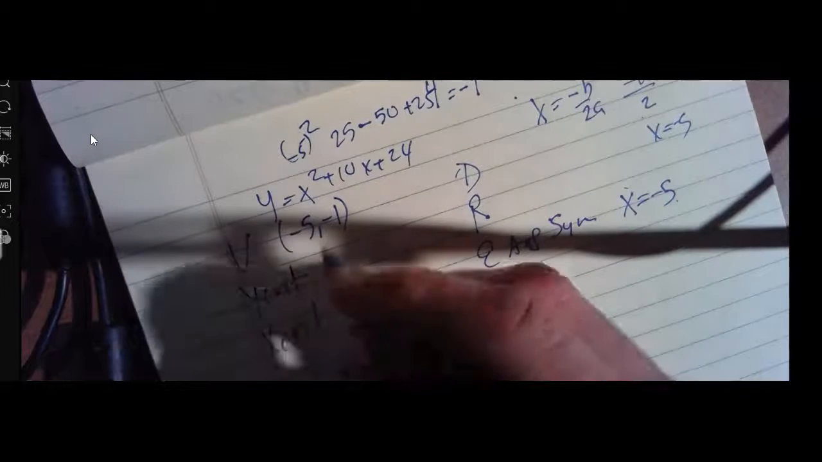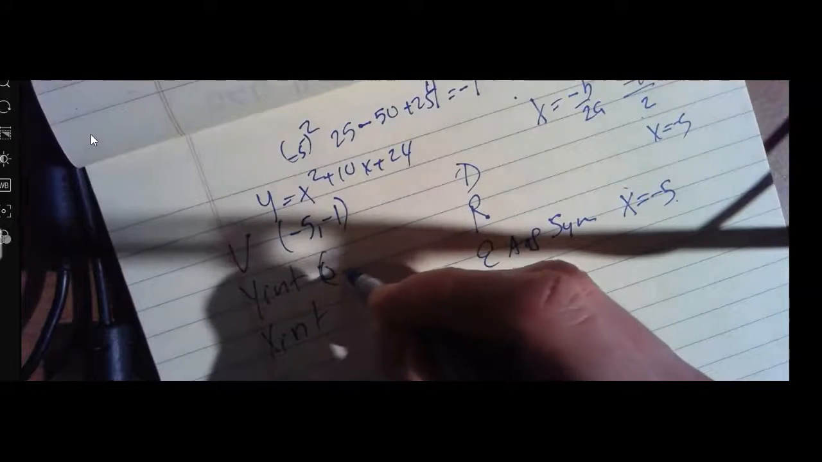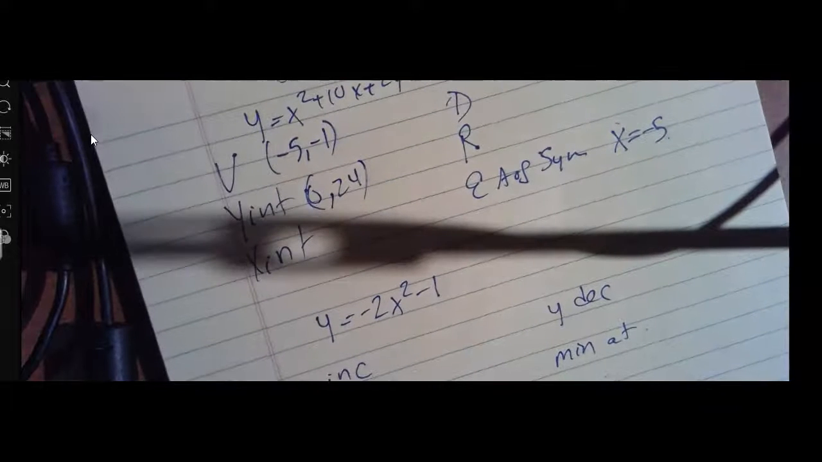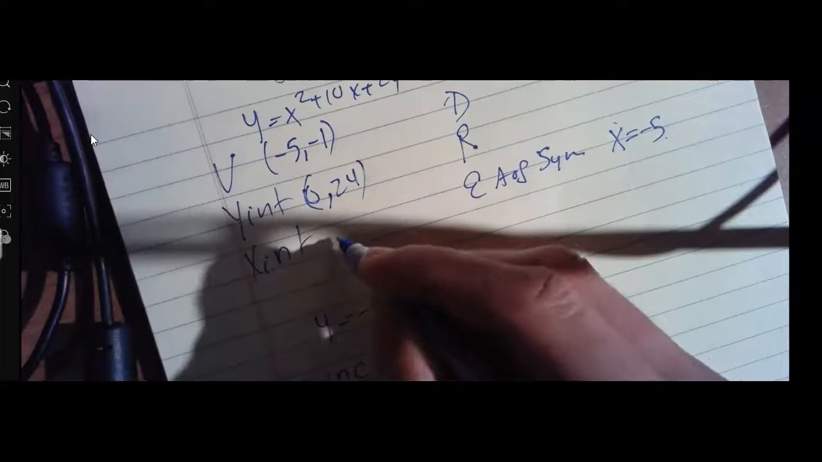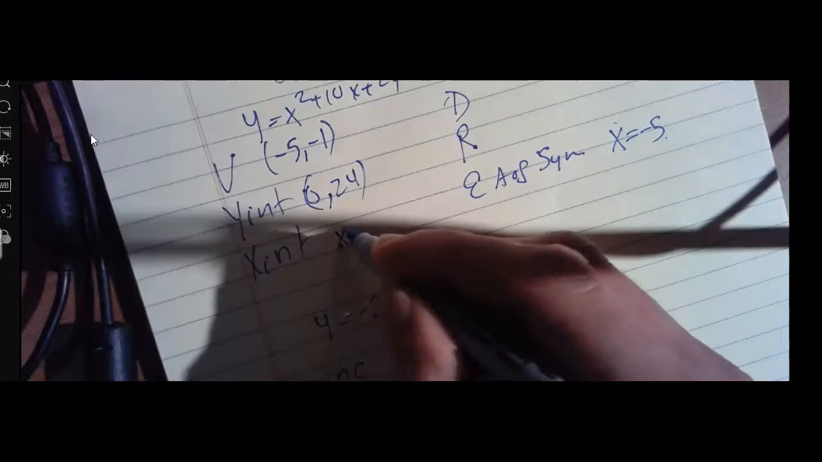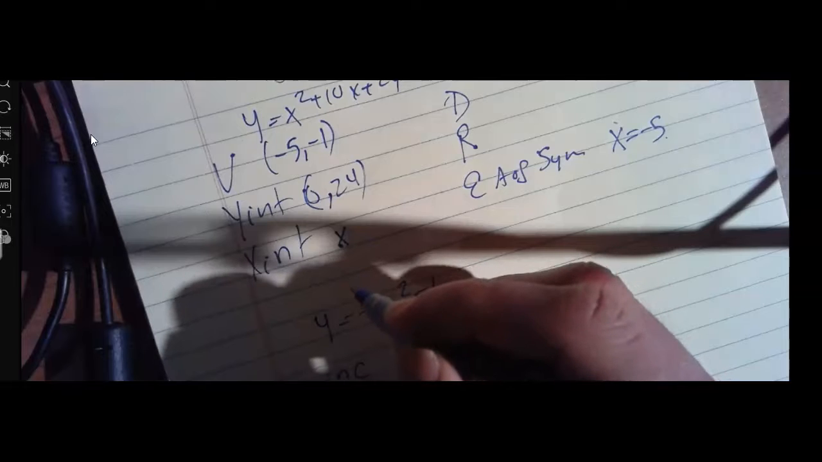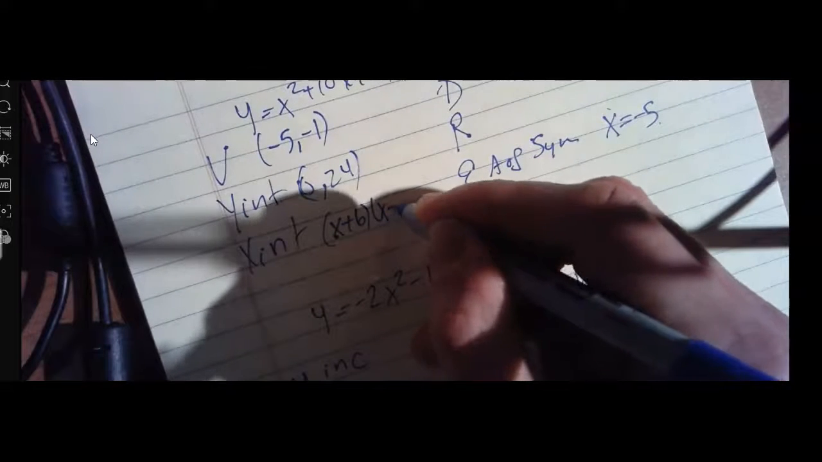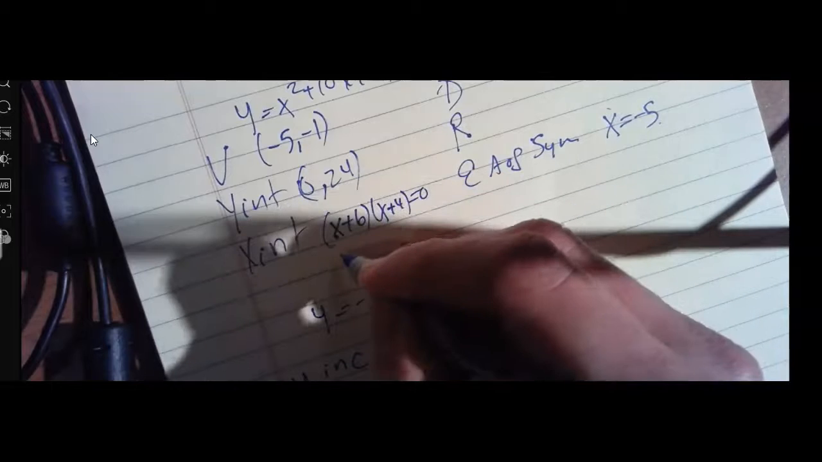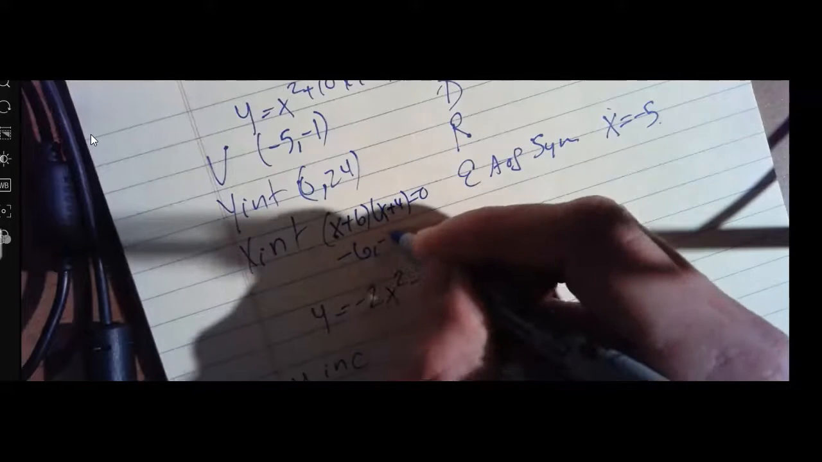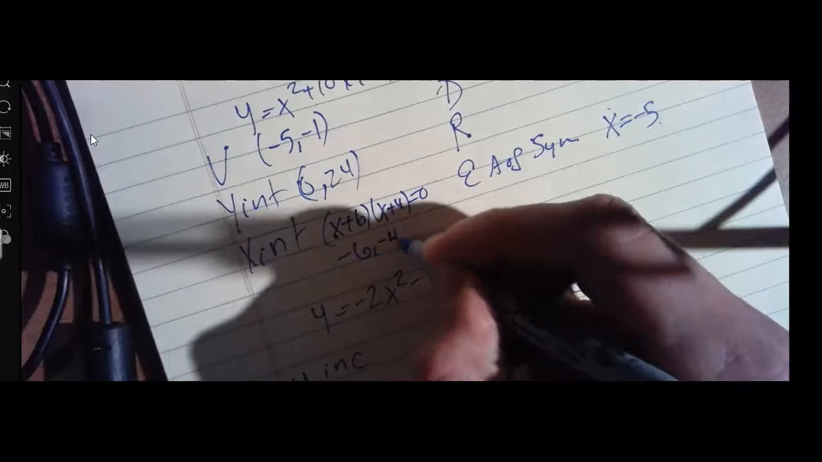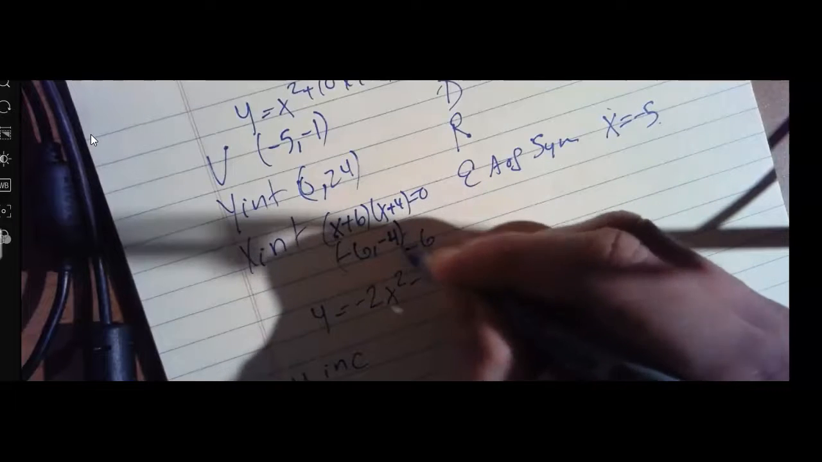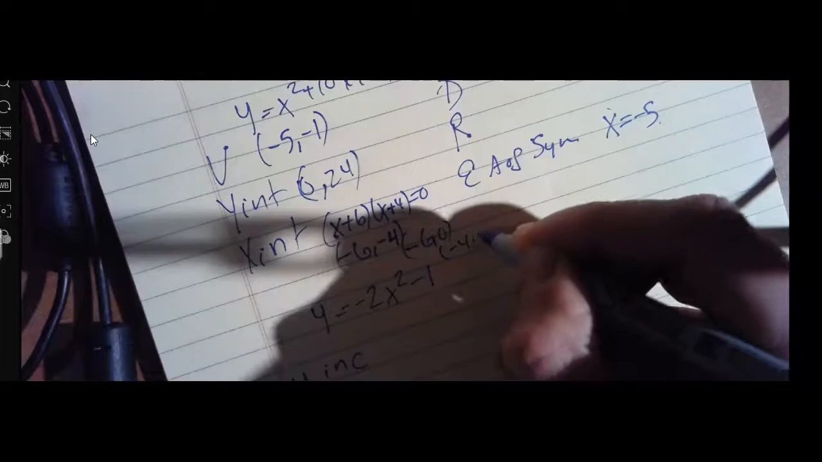And our y-intercept is when we plug in 0 for x, and we're going to get 24. Our x-intercept is when we plug in y equals 0. That means we have to factor that, and are we going to be able to factor that? Well, 6 and 4. So x plus 6 and x plus 4 equals 0. So you're going to get -6, -4. Those are our x-intercepts, so it's going to be -6, 0 and -4, 0.